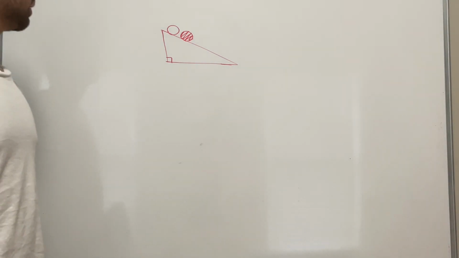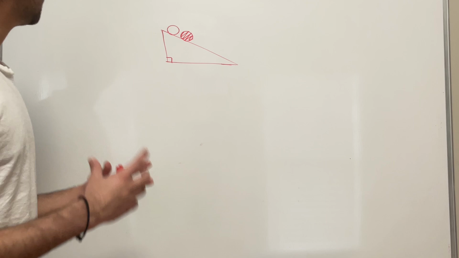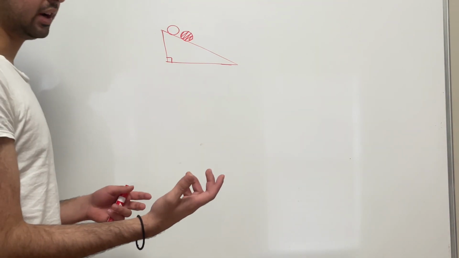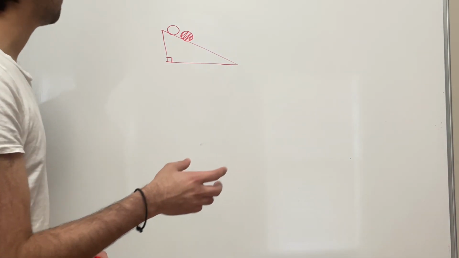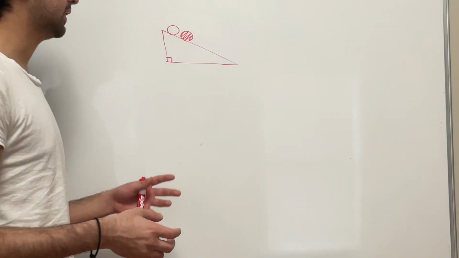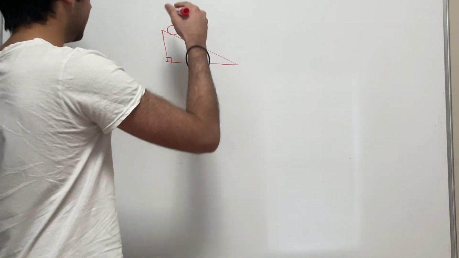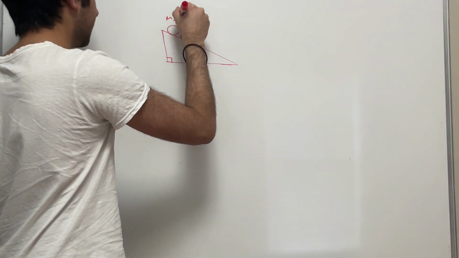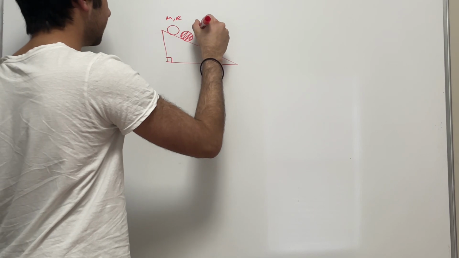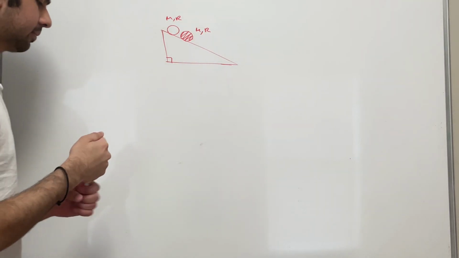Okay, so let's suppose that we have a ramp. On top of the ramp, we have two objects. One is a ring with mass m, and the second object is a solid disk, also with mass m. So let me write that here. A ring has mass m, radius r, and this disk has mass m, radius r. So basically, a ring and a disk, same mass, same size.